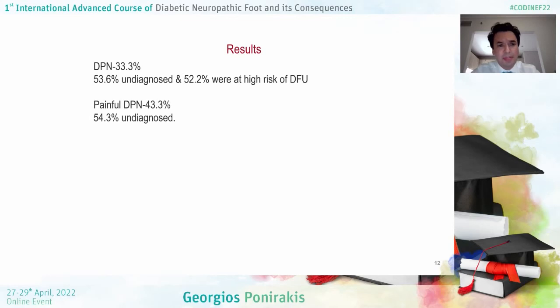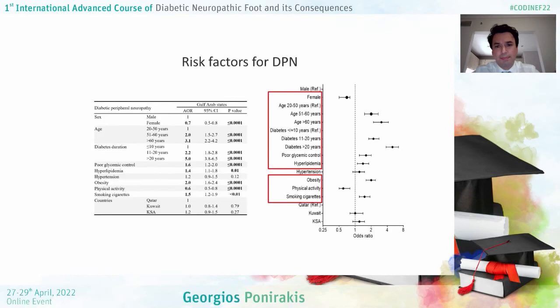Now, the prevalence of diabetic neuropathy was 33%, of which 54% were undiagnosed, and 52% were at high risk of diabetic foot ulceration. And the prevalence of painful diabetic neuropathy was 43%, of which, again, alarmingly high, 54% were undiagnosed.